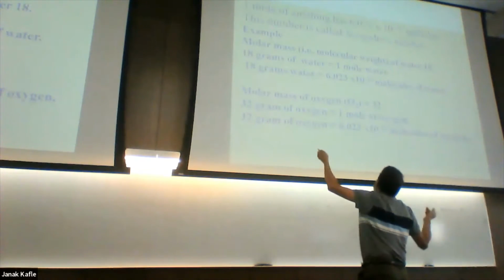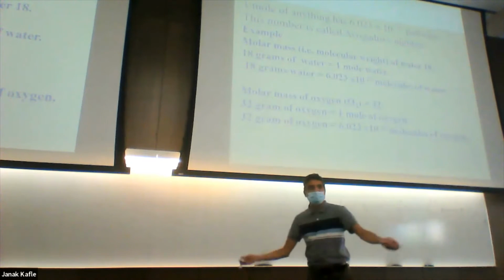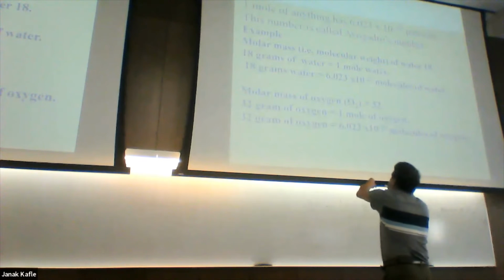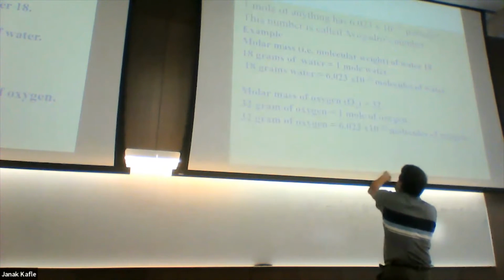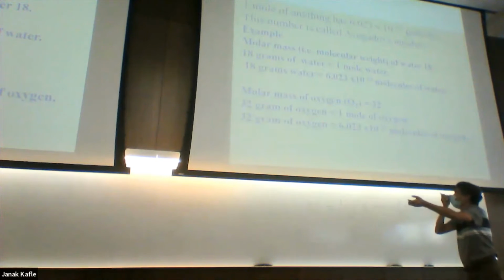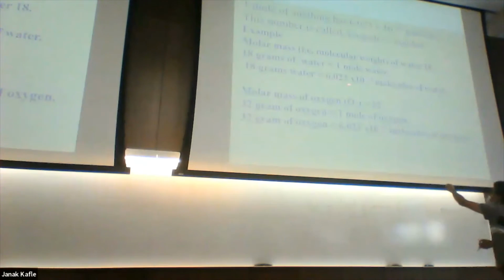1 mole of anything has 6.023 times 10 to the power 23 particles, right? Anything. And this is called the Avogadro number. The molar mass of water is 18. So 18 grams of water is equal to 1 mole of water. So 18 gram of water is equal to 6.023 times 10 to the power 23 molecules of water, right?